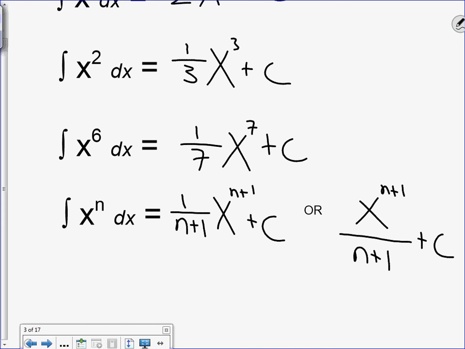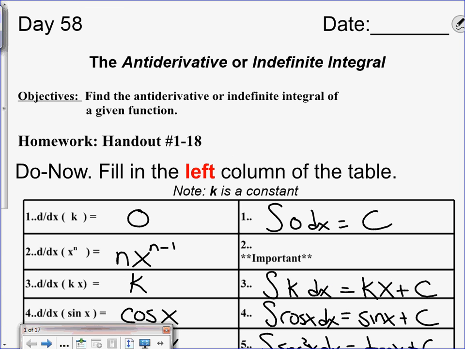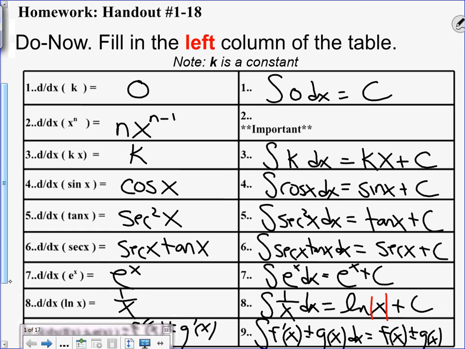So let's go fill that in on the do now. That was the only one we didn't fill in. So the antiderivative of x to the n dx, let me fit one of them in. Should I do the one where you're dividing or have the reciprocal out front? Divide, just because I'm short on room. So it would be x to the n plus 1 over n plus 1 plus c.